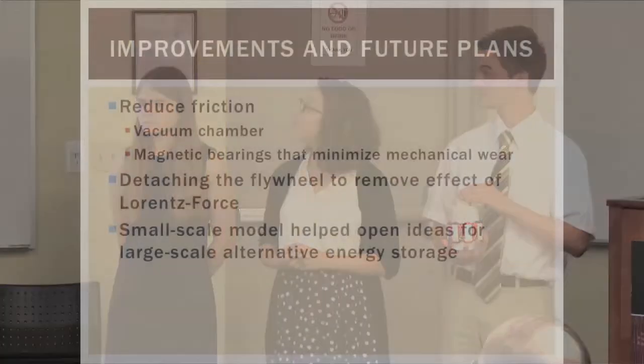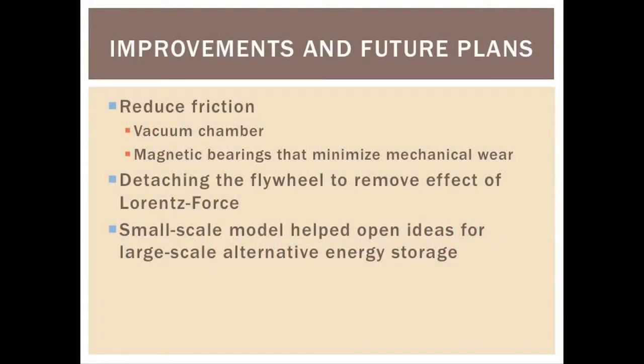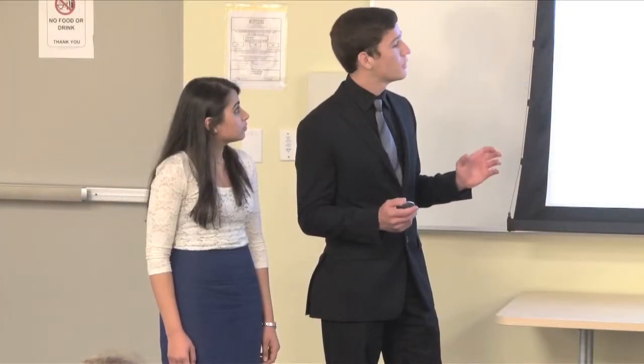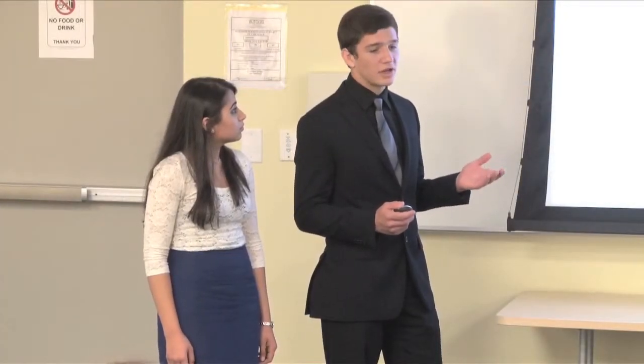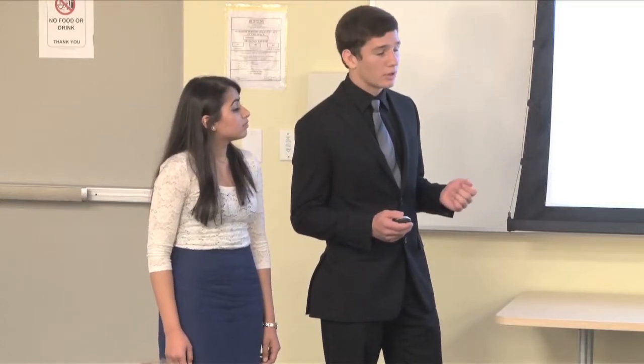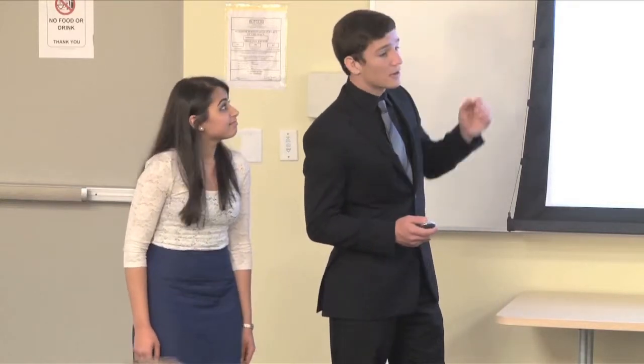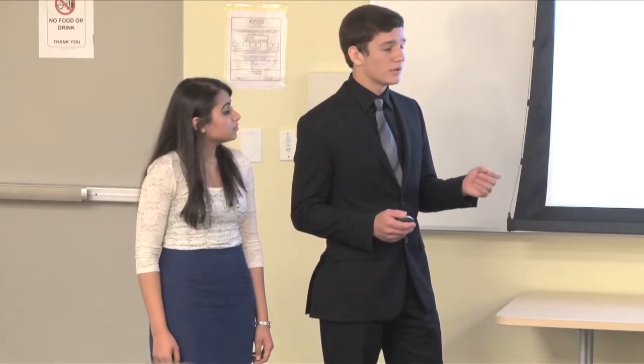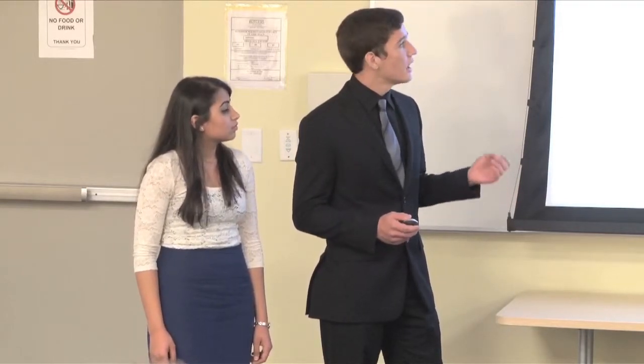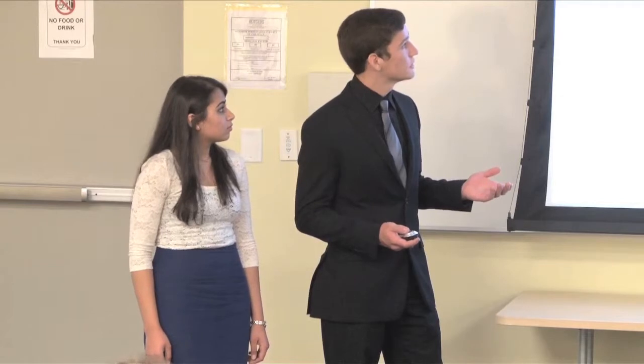For the future, we decided on many improvements that could be added to our design. The most influential improvement would be to reduce the friction. And we thought of two ways to do this: a vacuum chamber and magnetic bearings. The vacuum chamber would remove any air drag that is reducing the speed of the flywheel. Without that air drag, the flywheel would be allowed to spin for a much longer period of time. And magnetic bearings would remove any contact from the rotor to the outside casing, and so friction is obviously reduced.